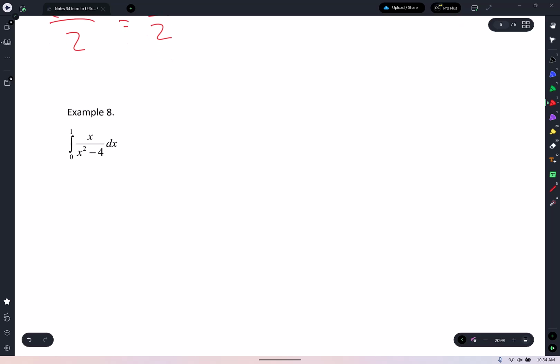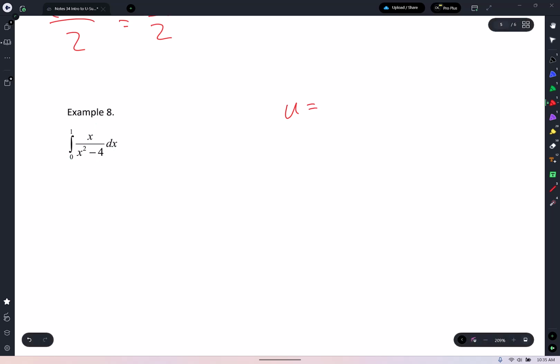All right, check it out. What do you think u is on this one? Look at the numerator and look at the denominator. How are they related? If I take a derivative of the denominator, do I get one degree lower? See how that's x to the power 1? If I take the derivative of the denominator, will I get x to the power 1, as an expression? I know there's going to be a coefficient in there. Will the derivative of x squared minus 4 be one degree lower?